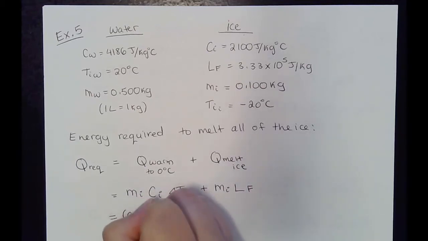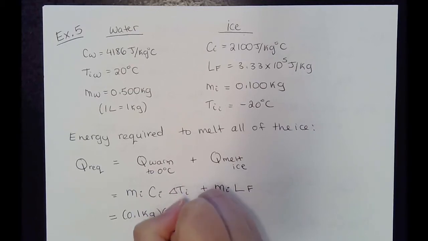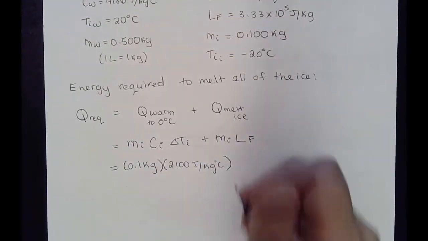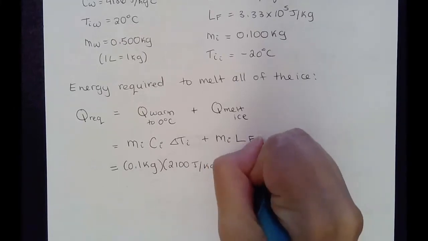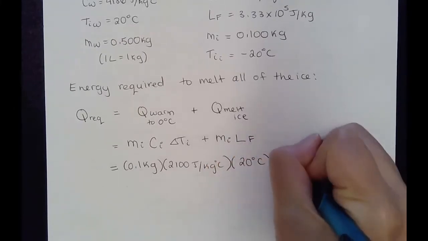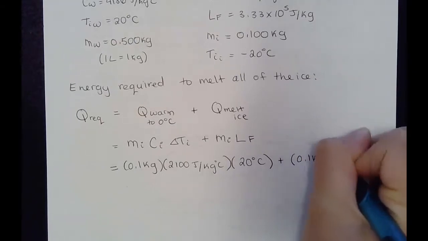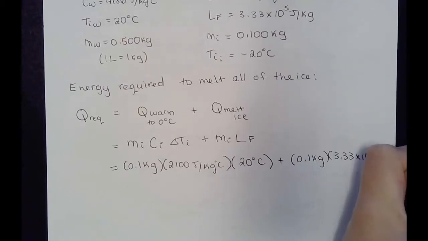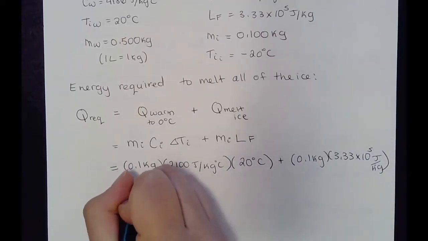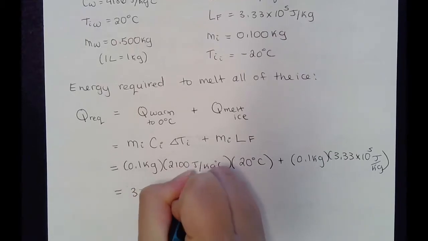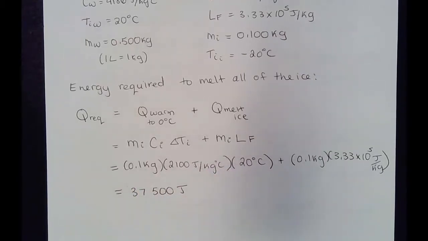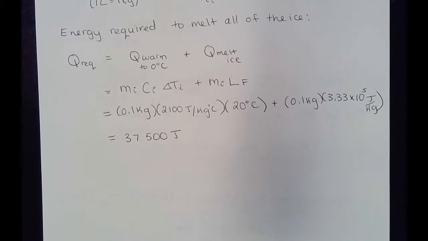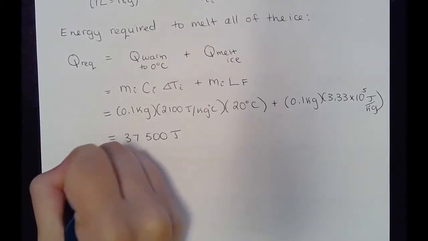Okay, so we have 0.1 kilograms and then 2100 joules per kilogram degree Celsius, delta T, 20 degrees, plus 0.1 kilograms times 3.33 times 10 to the 5 joules per kilogram, which gives me 37,500 joules. Okay, so now let's see if there's enough energy available from cooling the water.